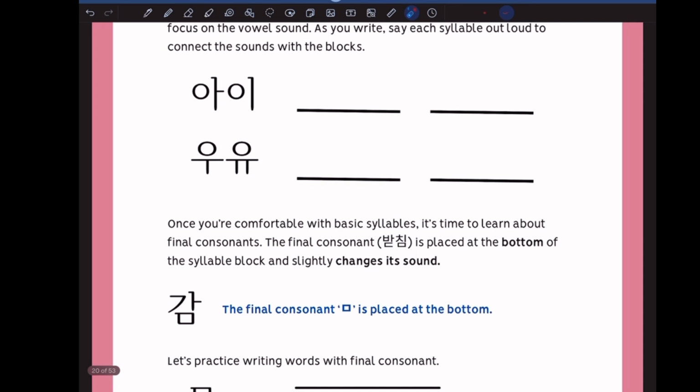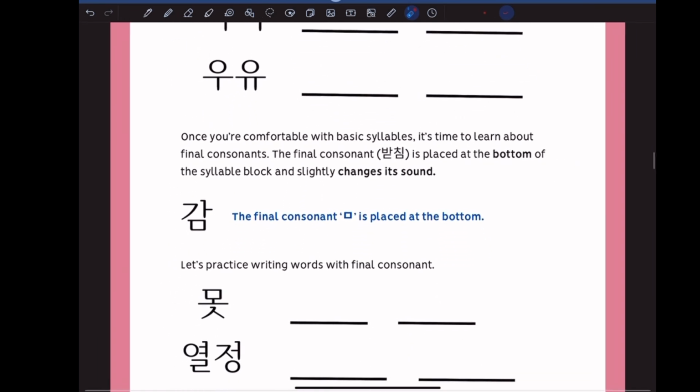Practice this together as you write down the Korean word over here. It's going to be a-e. In English, a-e means child. The next one is uyu. As the consonant is the ng sound, it's also going to be silenced once more and then pronounced as the vowel sound. So as the u sound and the yu sound, it's going to be pronounced as uyu. Uyu in English means milk.